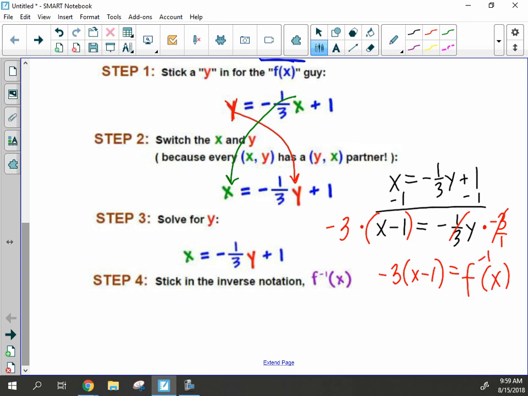And if it bothers you, I know some of you are looking at this and you think it's backwards. If it bothers you, you can put the f of x on the other side. Technically, it's the same thing though, so it doesn't matter which side it's on.